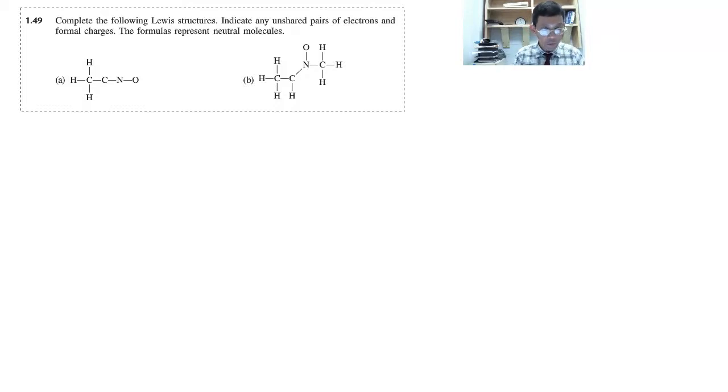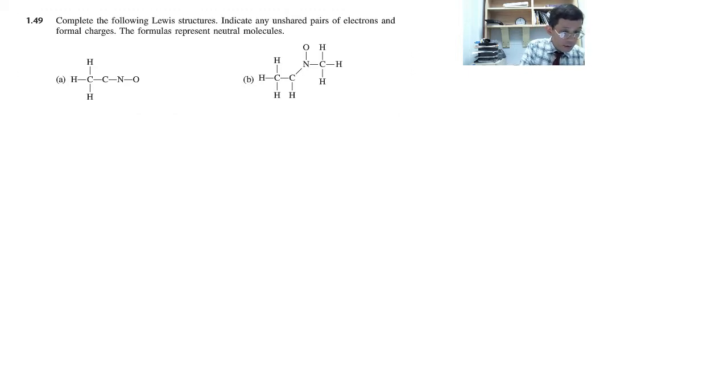Complete the following Lewis structures. Indicate any unshared pairs of electrons and formal charges. The formulas represent neutral molecules. Okay, let's start with A.